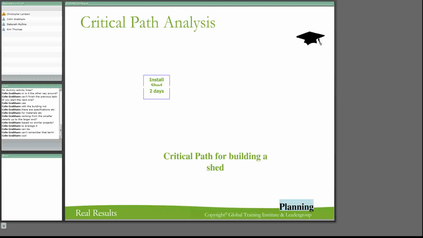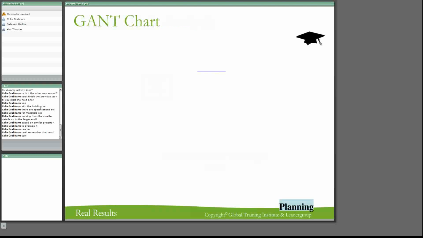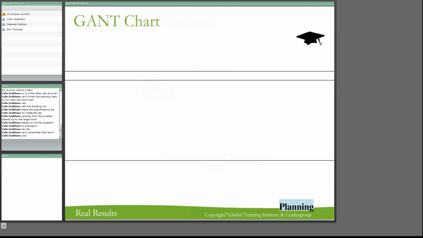All right, so let's have a look at this. To install the shed in 2 days and hand over the keys, you've got 2 days here. You've got 3 days for the cleanup of the site and 1 day for the handover. Now if we wanted to build a Gantt chart of that, the final thing that we would do in scheduling is in fact to build a Gantt chart. It is the last thing that you'd want to do.